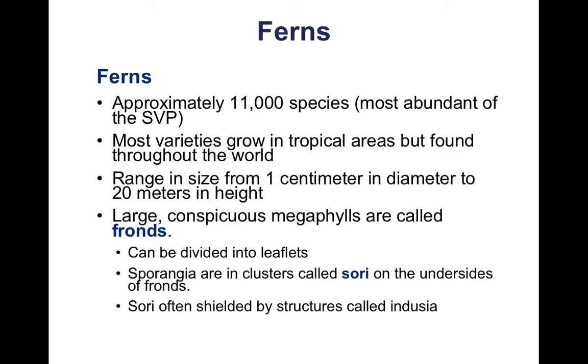Ferns have very large megaphylls that we call fronds. So again, they have very large leaves. They can be divided up into leaflets, or they can be one single leaf. Sporangia are in clusters called sori on the undersides of the frond. So if you ever flipped a frond over and seen all these little dots on the back, that is the sporangia. And so that is the tissue that's going to divide by meiosis to form the spores. And there's often a layer on top of the sori called the indusium that protects the sporangia.